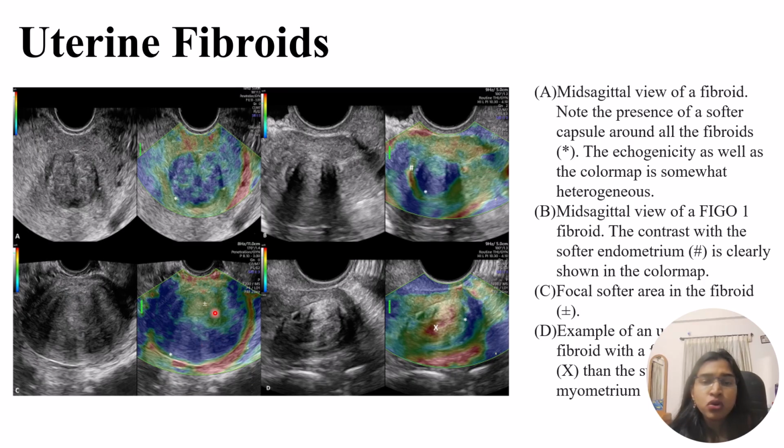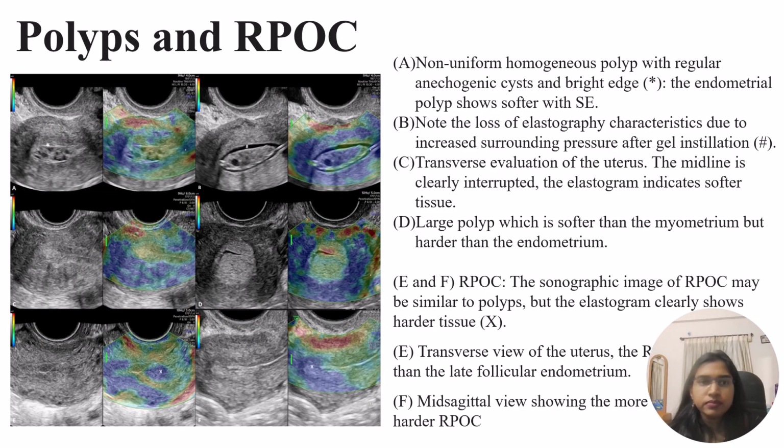Third picture, there is a focal softer area in the fibroid, and this is a very unusual case of a fibroid in which we find softer areas in between. Now, it can help in differentiating polyps and RPOC.